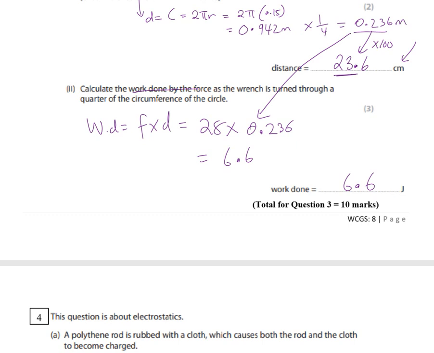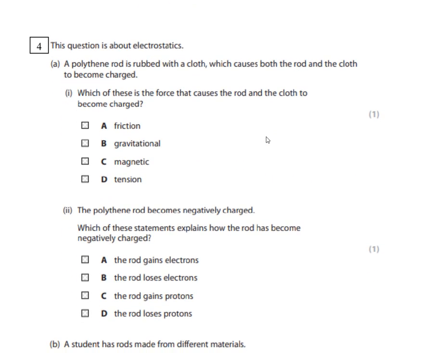Okay, so 6.6. 3 marks again. Look, 3 marks. I'm just using the equation from there. Now we need to convert here because the answer is in joules. So we need to convert this to correct.